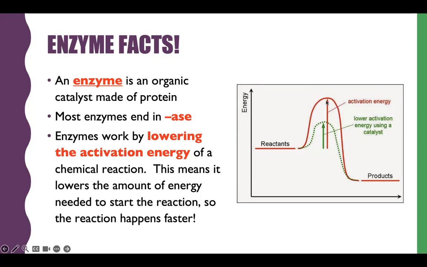So what enzymes do is they help lower this activation energy so that the ball can go over the hill a lot faster. So in other words, enzymes help lower that activation energy so that the chemical reaction can happen a lot faster.